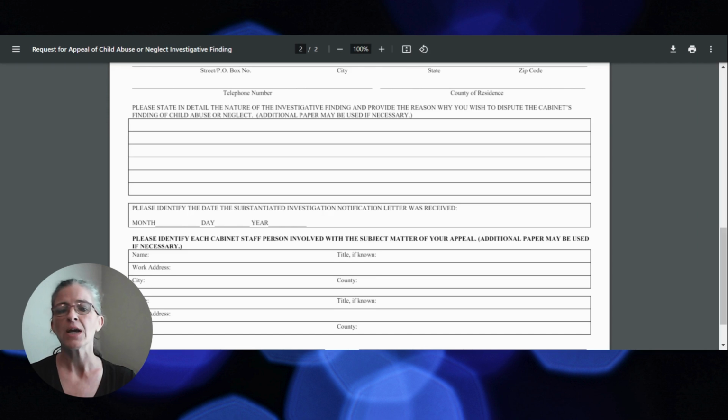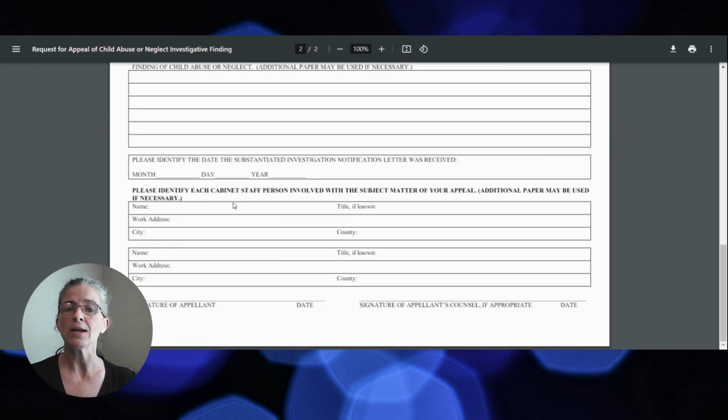So here you will need to identify each cabinet staff person involved with the subject matter of your appeal. If it is the investigator, then you need to name the investigator. There is a website that Kentucky has, Kentucky Transparency, where you can look up every employee employed by the state of Kentucky, and you can see their job title, their salary, and get an idea of when they were even hired. So if you don't know their title, but you want to be as complete as possible, I'll link that as well so that you can go and look up the people involved in your case.